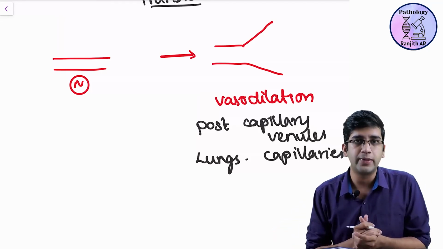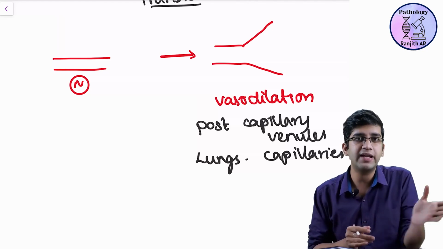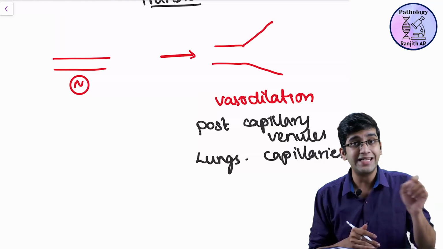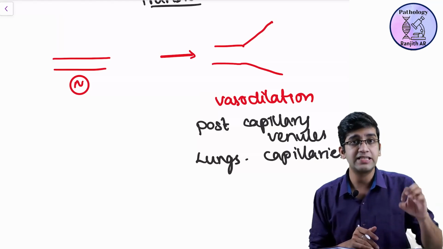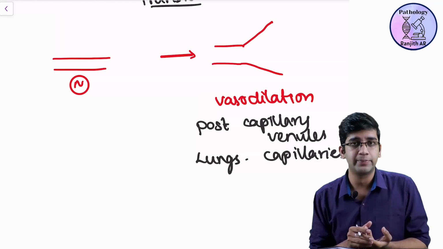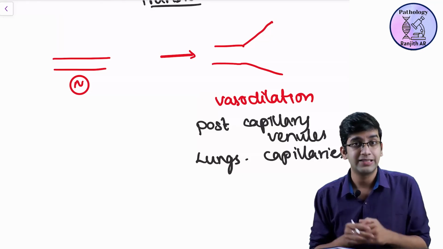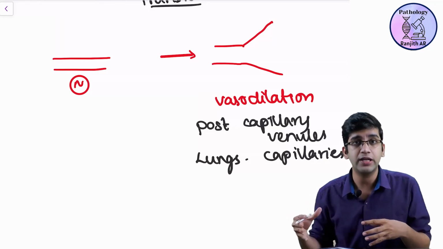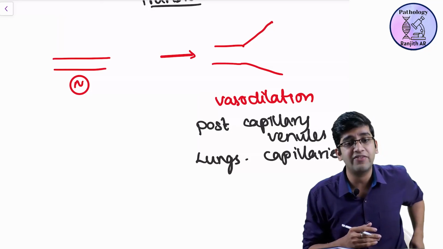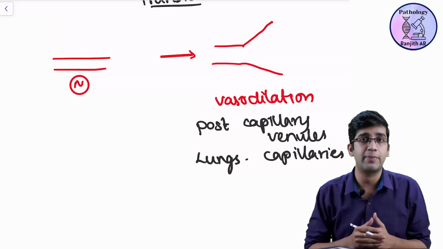Generally, why post-capillary venules? They are thin walled, easy to break and easy to go outside. Why capillaries in lungs? In the lungs, the site of infection is going to be the alveoli, and the alveoli are entirely surrounded by capillaries, not by venules. That's why, since the seat of infection is in the alveoli, I have lots of capillaries there and I'm not having any venules there. So in lungs, it's going to happen in capillaries.